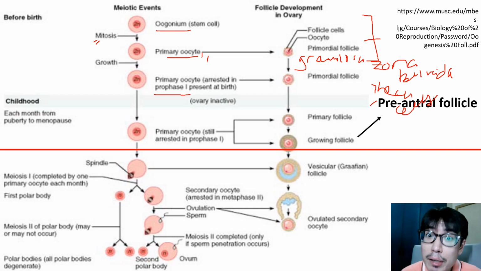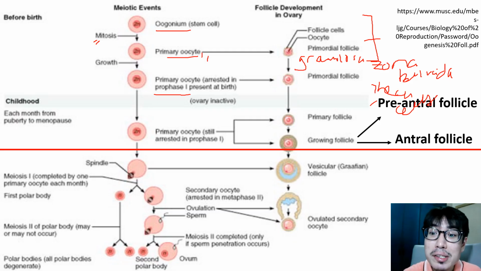Shortly after, the primary oocyte reaches full size and a fluid-filled space called the antrum forms in the midst of the granulosa cells. At this point, the growing follicle is now called an antral follicle because it now has an antrum.